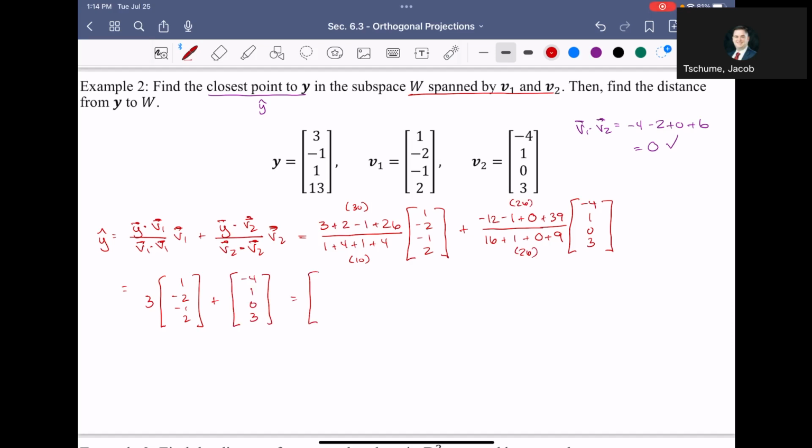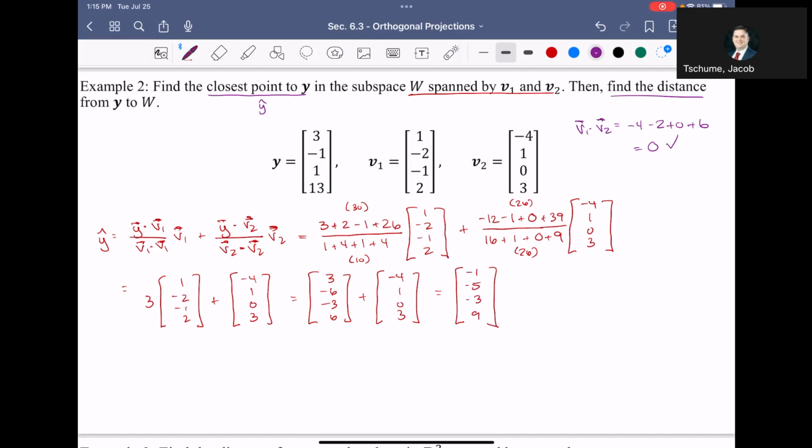I'm going to distribute the 3 through. So 3, -6, -3, 6. We are then going to add the V2 vector to that, because we didn't pick up a number in front of it. That's going to give me a y hat vector of -1, -5, -3, 9. And so that answers my first question. This is the closest point to y in the subspace W spanned by V1 and V2. That's your orthogonal projection.